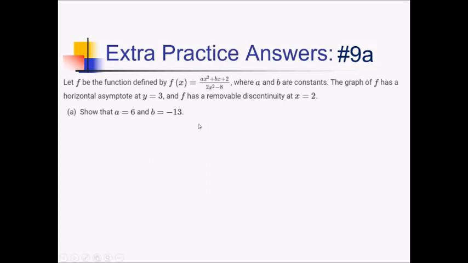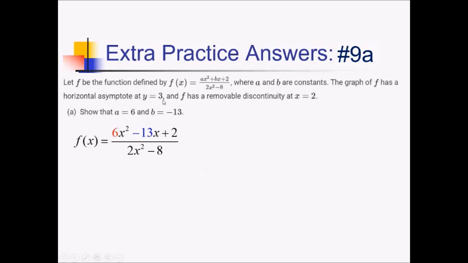So the fastest way to do this is to actually plug these numbers into the function and see if we can get these results with the horizontal asymptote and the removable discontinuity. So rewriting this with a and b, we can write this as 6x squared minus 13x plus 2 all over 2x squared minus 8. And now to test out each of these, let's do the horizontal asymptote first.